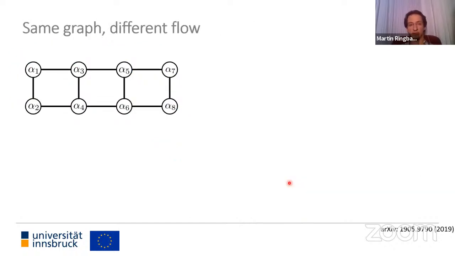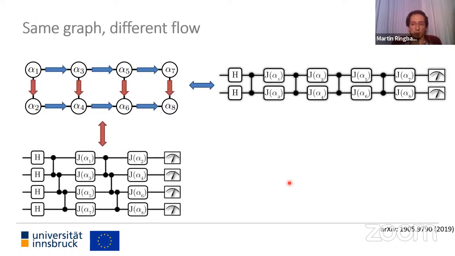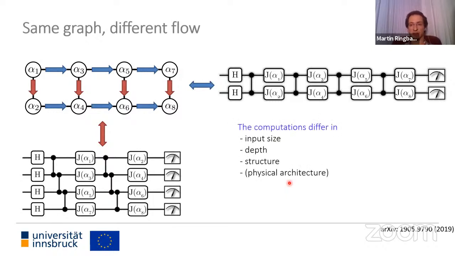And another thing to note here is when we draw this graph, so far we were reading the graph from left to right, and that gives us a circuit. But we can also read it differently. We can read it from top to bottom. That gives us a different circuit. And in fact, you can find many ways to read this graph. That's called flow. The information flow through the graph is defined by your input and output set of qubits. And for every graph, there is more than one choice like this, and it will give you circuits that look very different. They differ in input size, depth, structure, anything you could think of.